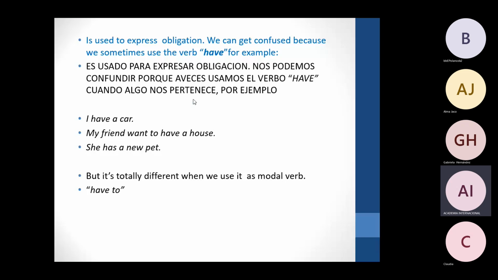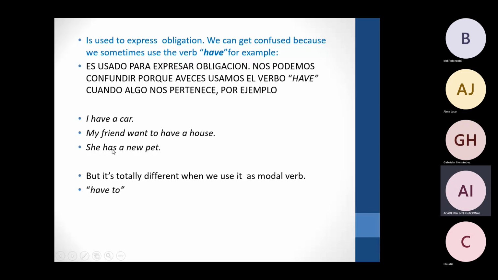I have a computer. Tengo una computadora. I have a job. Tengo un empleo. I have a cell phone. I don't have any children. No tengo ningún niño o nada de niños. Entonces, se usa el have para expresar algo que tengo, que me pertenece. Entonces ahí nos podemos confundir, pero en este caso es muy distinto. I have a car. Tengo un carro. My friend wants to have a house. Quiere tener una casa.